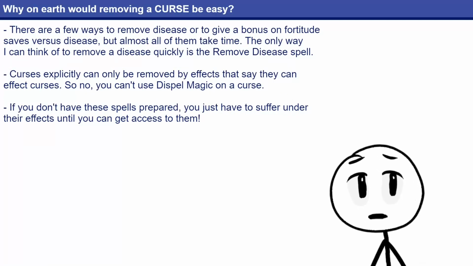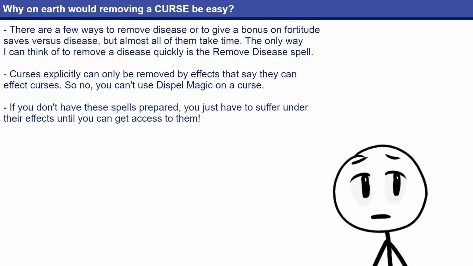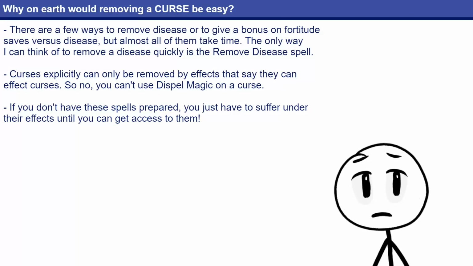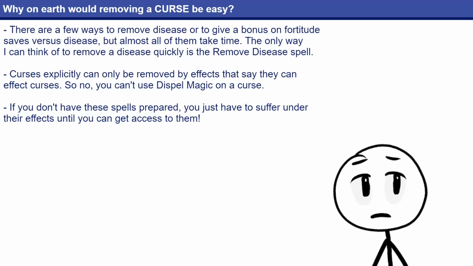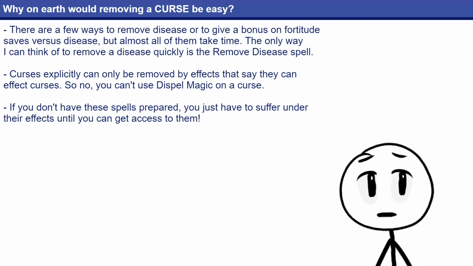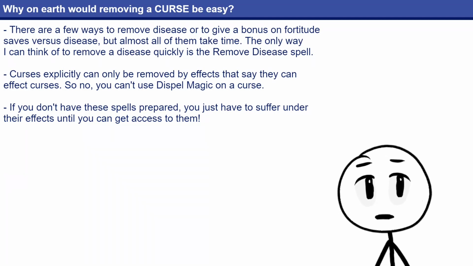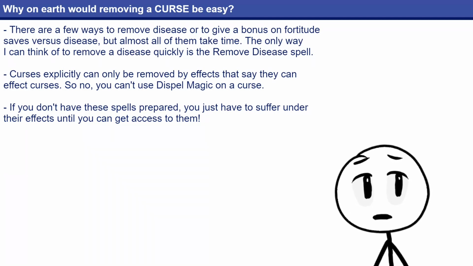The main thing that I feel makes diseases and curses so intimidating in Pathfinder 2e is actually removing them. See, diseases can generally be removed only naturally over time by making Fortitude saves, but if you're in a rush, there's only really one way to do it, which is the remove disease spell. It's even worse for curses, since the only way that curses can be removed is by effects that explicitly remove curses, which is basically just the remove curse spell or 10th level spells like Miracle.